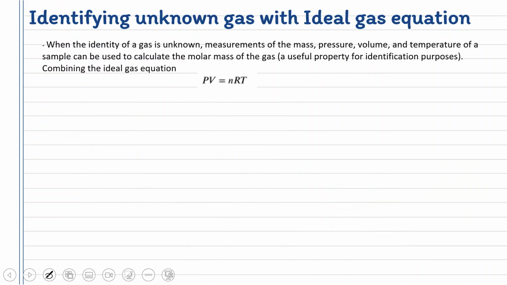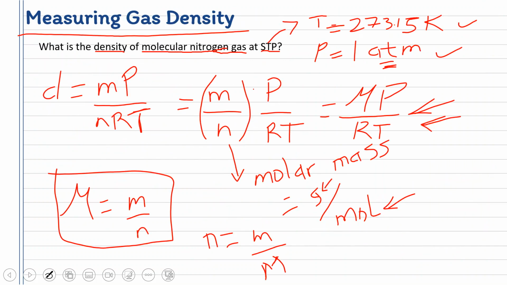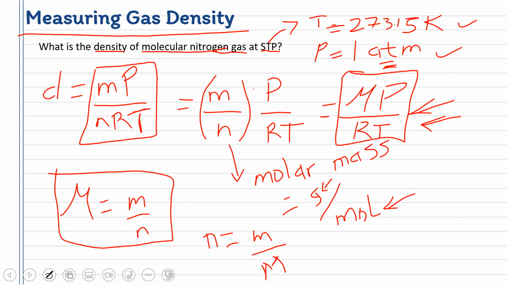Okay, let's go back and try and remind ourselves. Oh, no, we're going back. Yeah, this is the formula here. This is one of the formulas for gas density. This was the latter formula we derived. And this was the first formula. They are both the same. Okay, so we have two formulas.